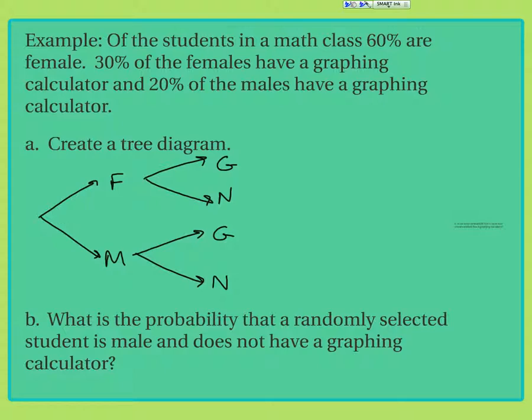A lot of times in your assignment, the tree is started for you. So if you're having some struggles, just pay attention to that. I know on your assignment there's one that actually has 3 branches and then 2 branches, so just pay attention to those.